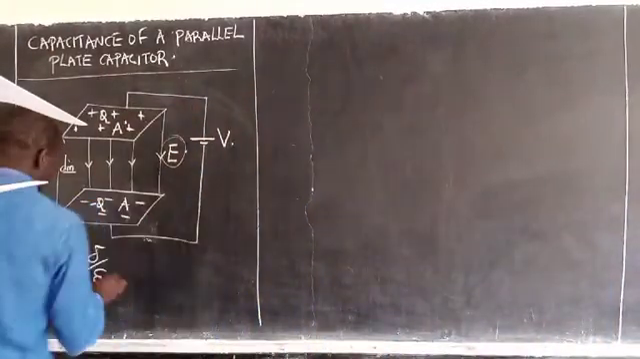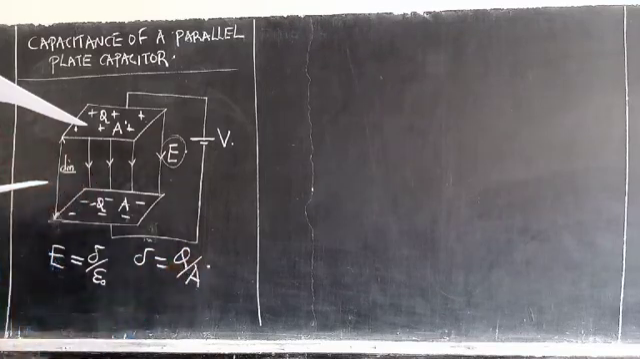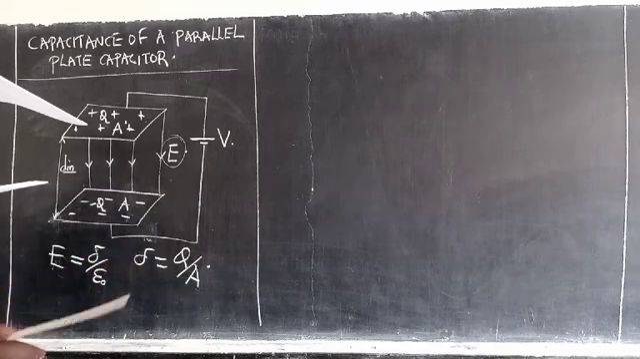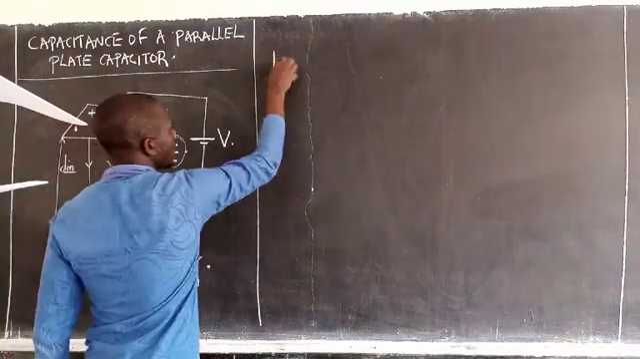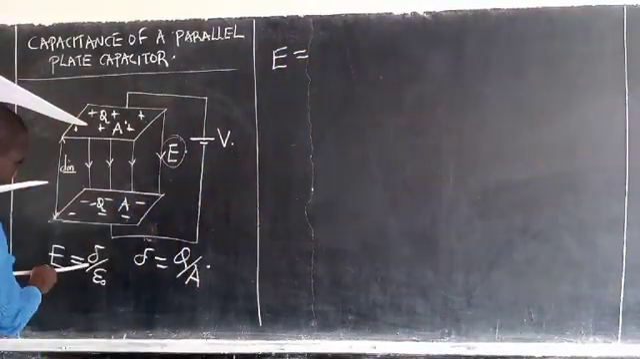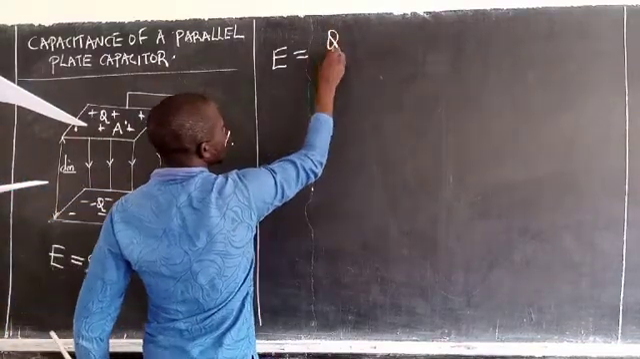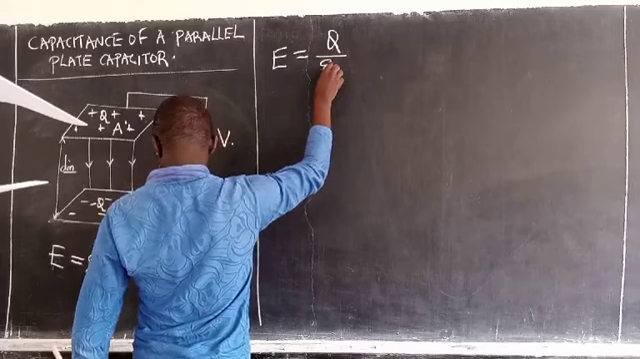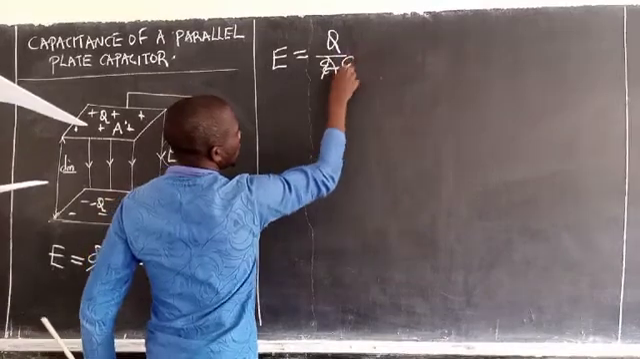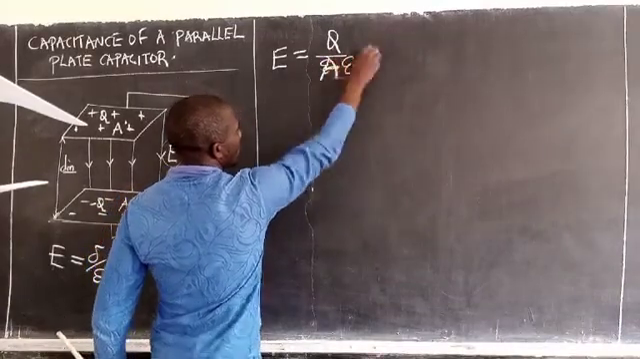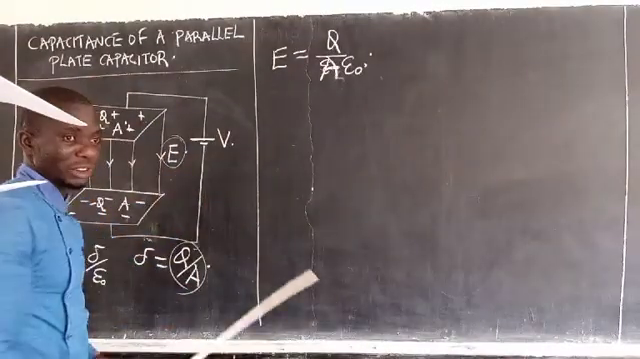Therefore, this sigma is the charge per unit area. So if I substitute, I find the electric field intensity equals the charge Q over area A, divided by epsilon naught, so it becomes Q over A epsilon naught. Remember, we want the capacitance; we are on electric field intensity.